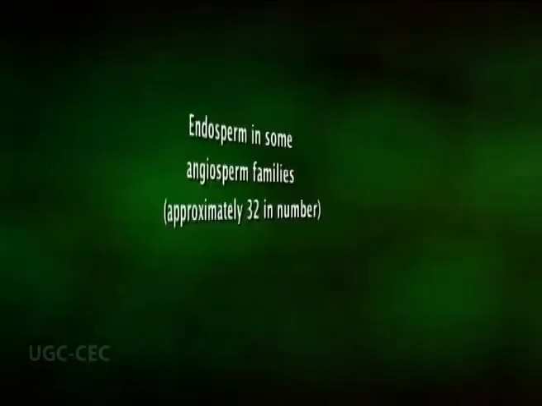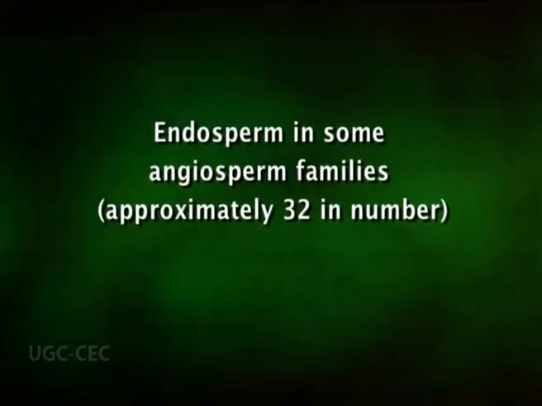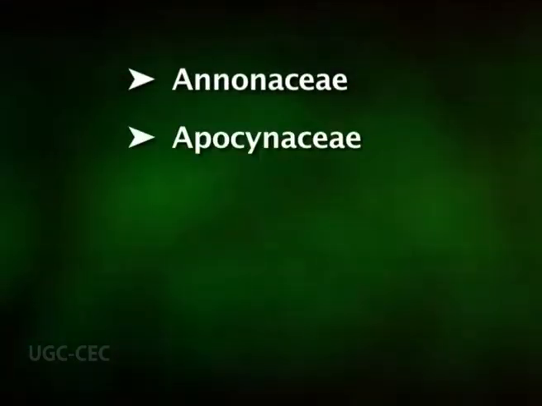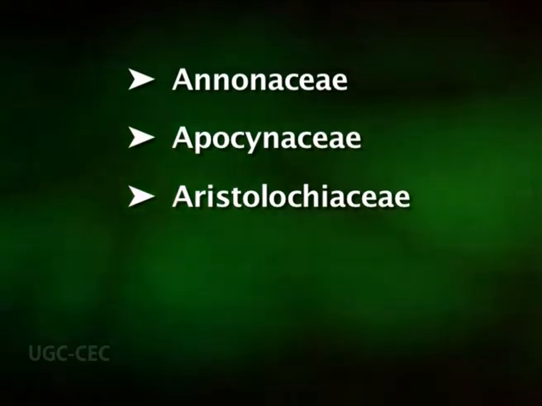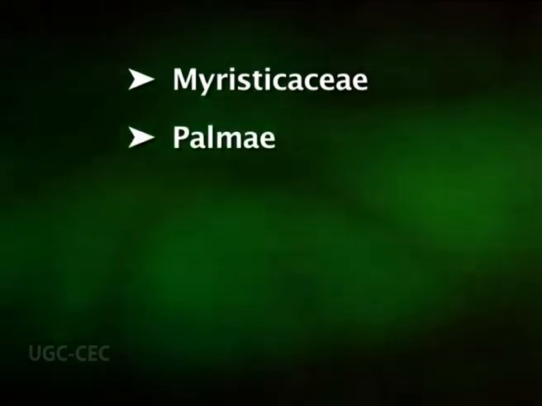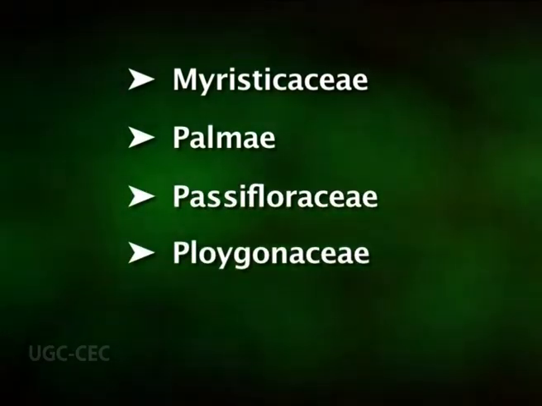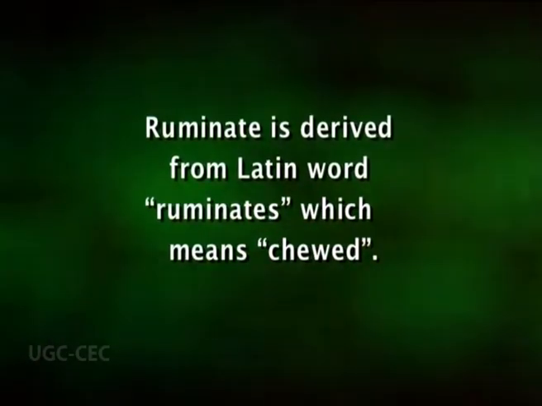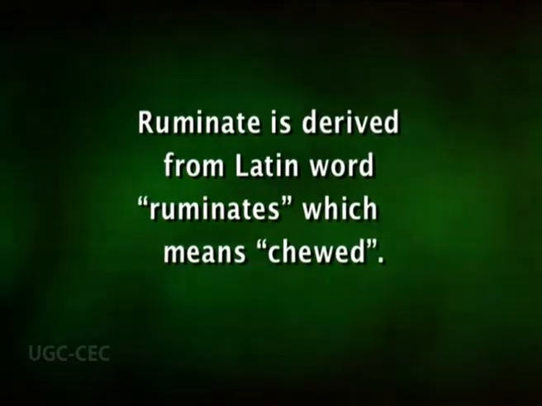In addition to these three types of endosperm, the endosperm in some angiosperm families, approximately 32 in number, including Annonaceae, Apocynaceae, Aristolochiaceae, Caprifoliaceae, Ebenaceae, Myristicaceae, Palmae, Passifloraceae, Polygonaceae and Rubiaceae etc., has an uneven and irregular surface. Such an endosperm is known as ruminate endosperm. Ruminate is derived from the Latin word ruminatus, which means chewed.